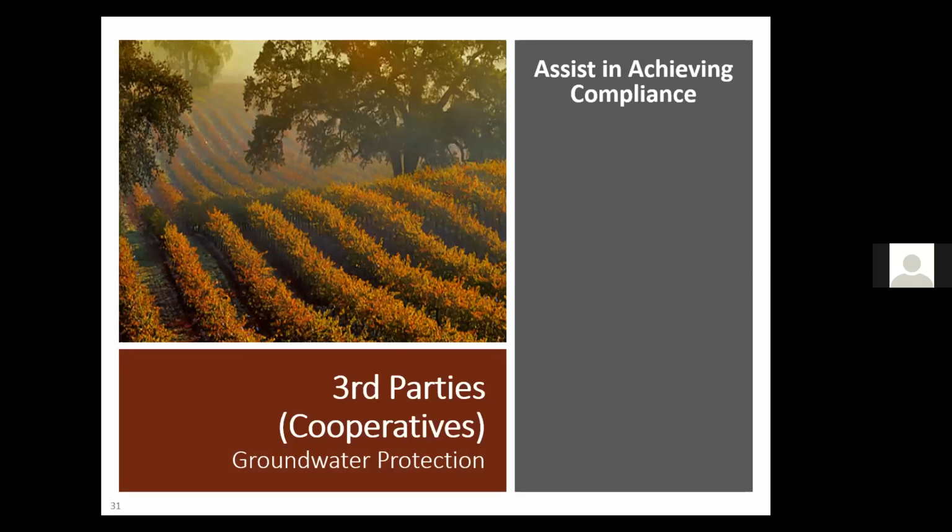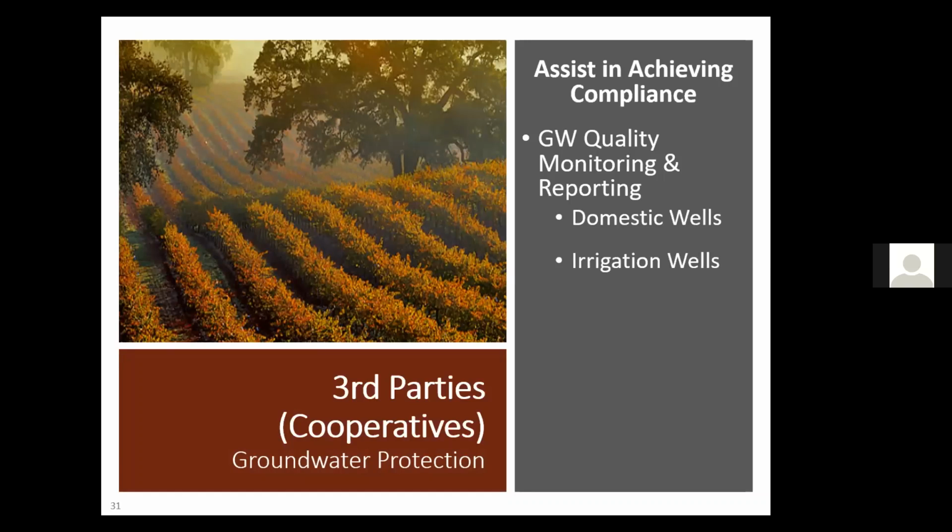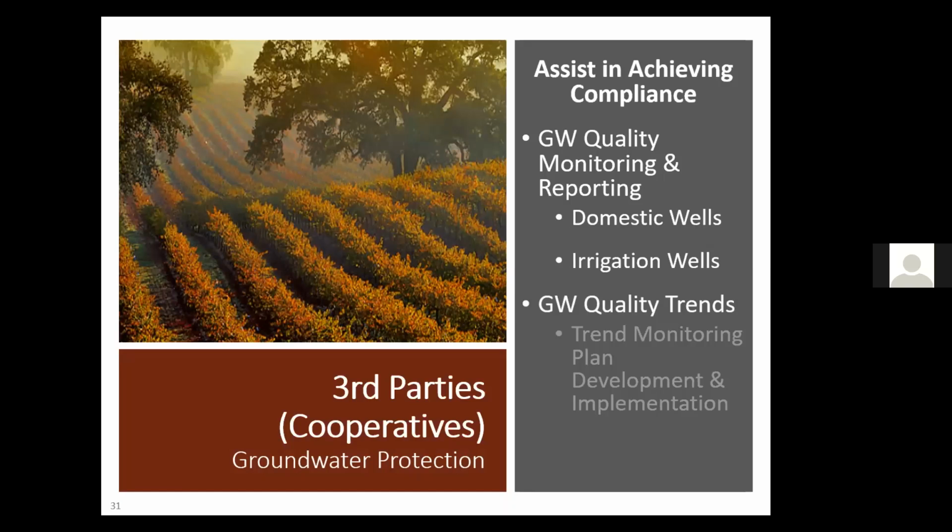So with respect to groundwater, there are two areas in which a third party can help growers. The first is with the groundwater quality monitoring and reporting associated with the domestic and irrigation wells. The second area a third party can help is with the groundwater quality trend determination. Specifically, a third party can develop and implement the trend monitoring plan and can conduct the trend evaluation itself and provide us with the reporting.